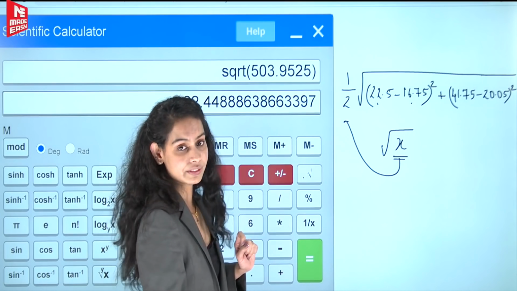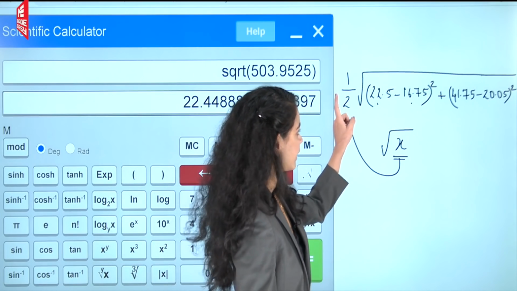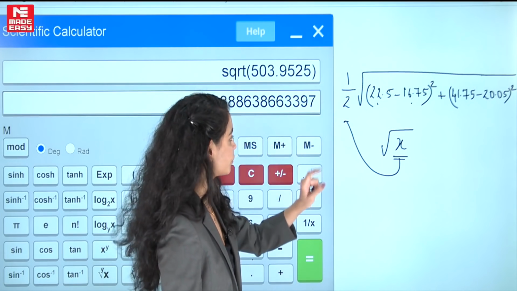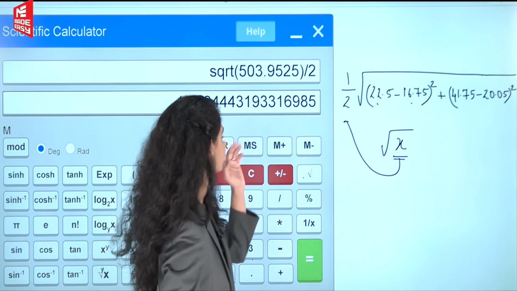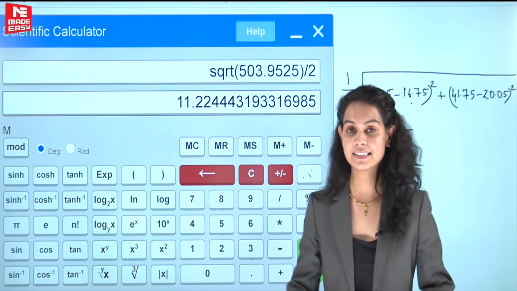This is the square root of the answer. So this is the square root. Now outside there is 1 by 2 also. So divided by 2 is equal to this. So this is your answer in one single step.